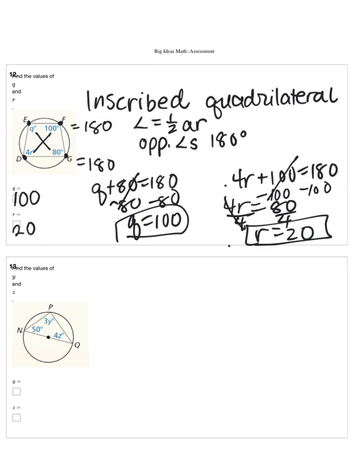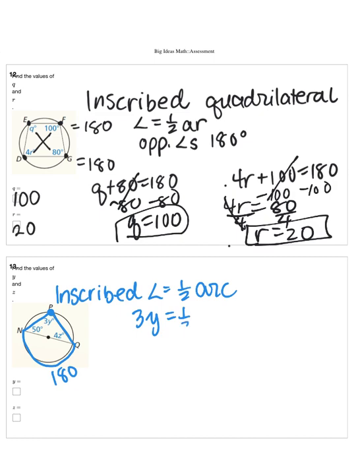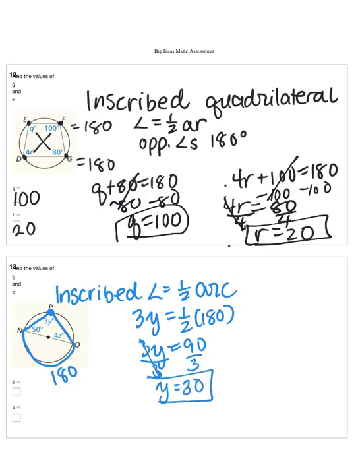Moving on to the next one. We also have vertices on the circle, so these are also inscribed. It's half of its intercepted arc. So this arc is 180 since QN is the diameter. So we'll say 3y is equal to 1/2 of 180, which is 90. We'll divide by 3, so y equals 30.